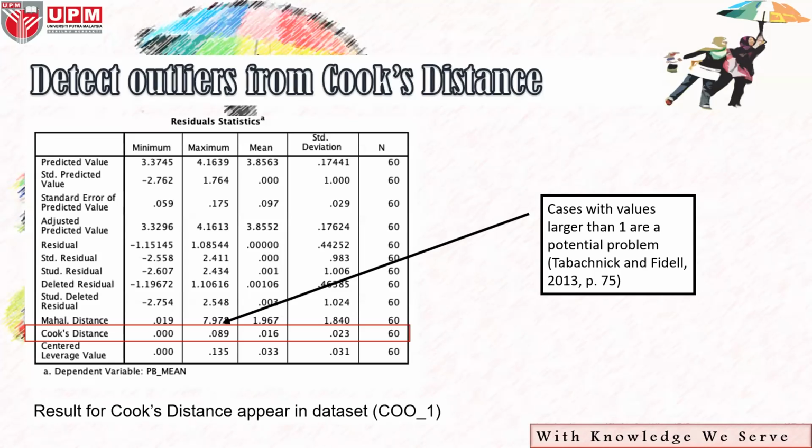Okay, so to check the result for Cook's distance, we refer to COO_1. Then we go back to check by case, the same way we checked the Mahalanobis distance. We go back to our data view, then we sort the cases. Click Data, click Sort Cases.